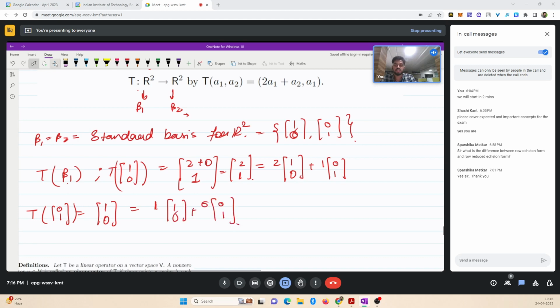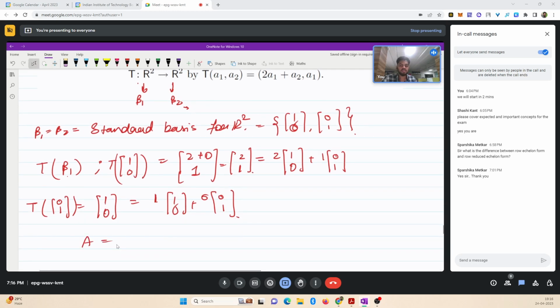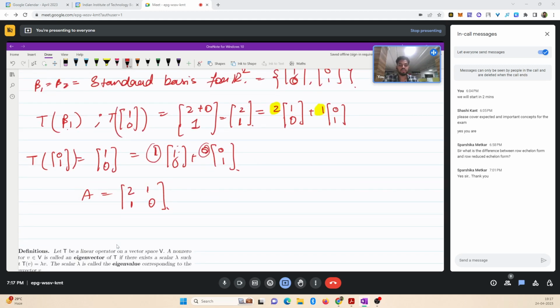Now how do we write this particular information that we have got in matrix form? Whatever coefficients you have got from the first element, you write that as the first column of your matrix. So this would be (2, 1). Again, for the second column you write whatever you have got from the second element. This is (1, 0). Remember that you should maintain the order of the basis, then only there would be uniformity. So this is the matrix that you can obtain for this particular linear transformation.